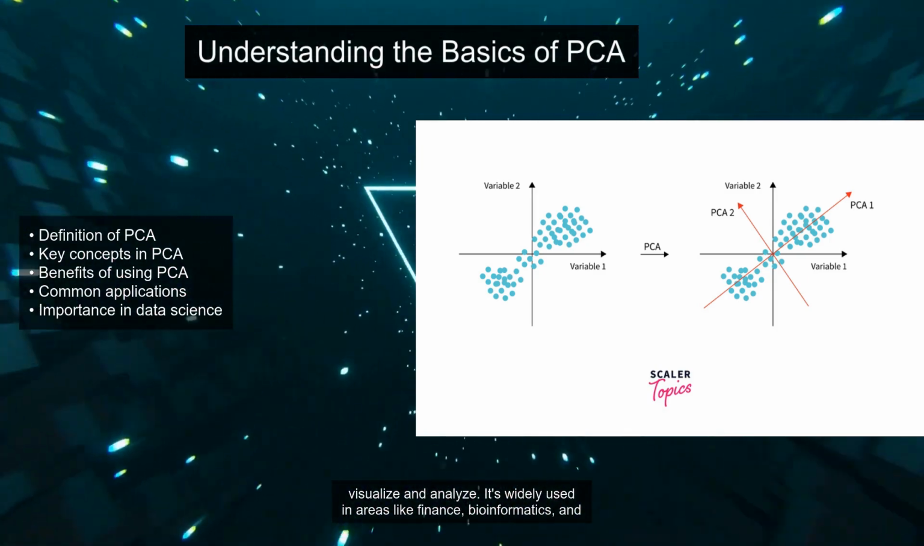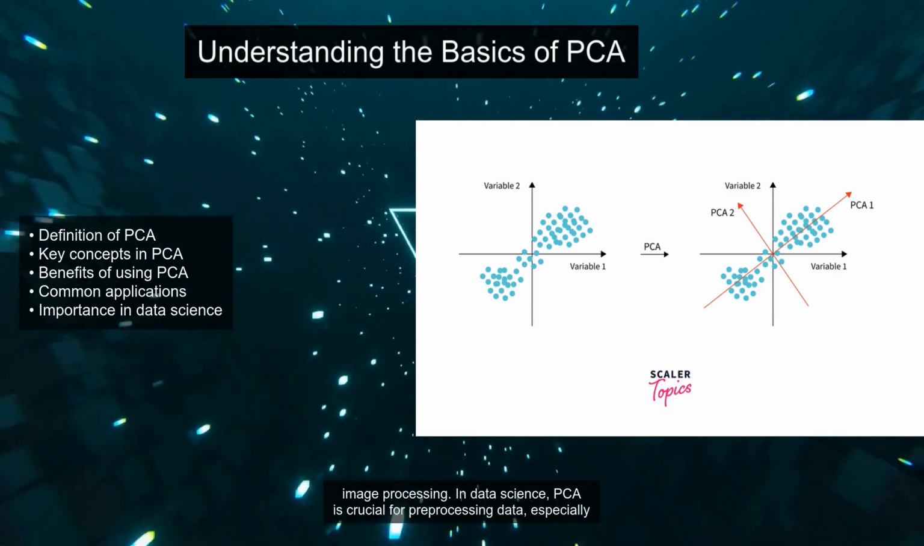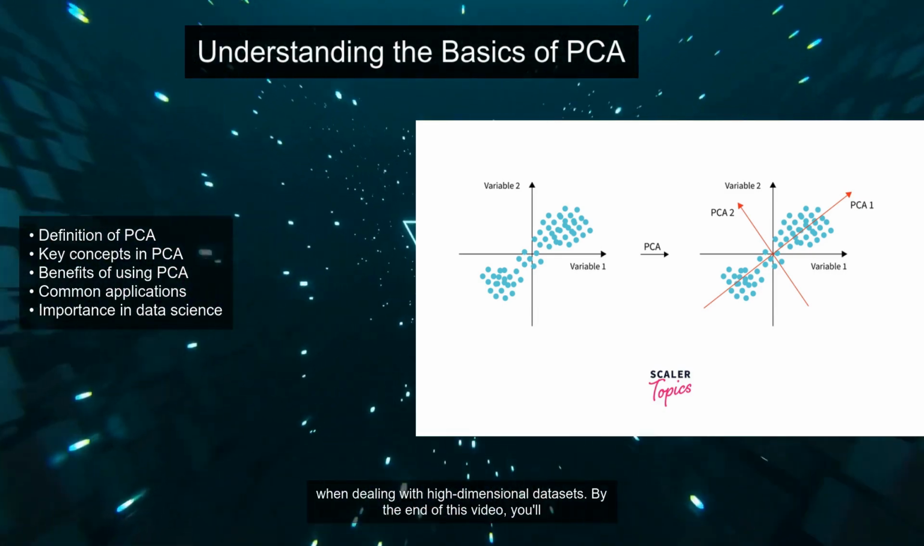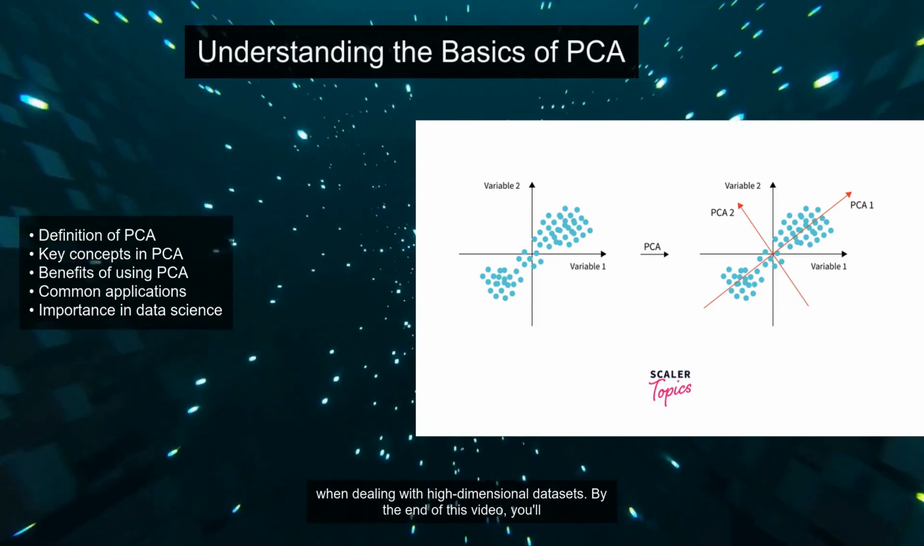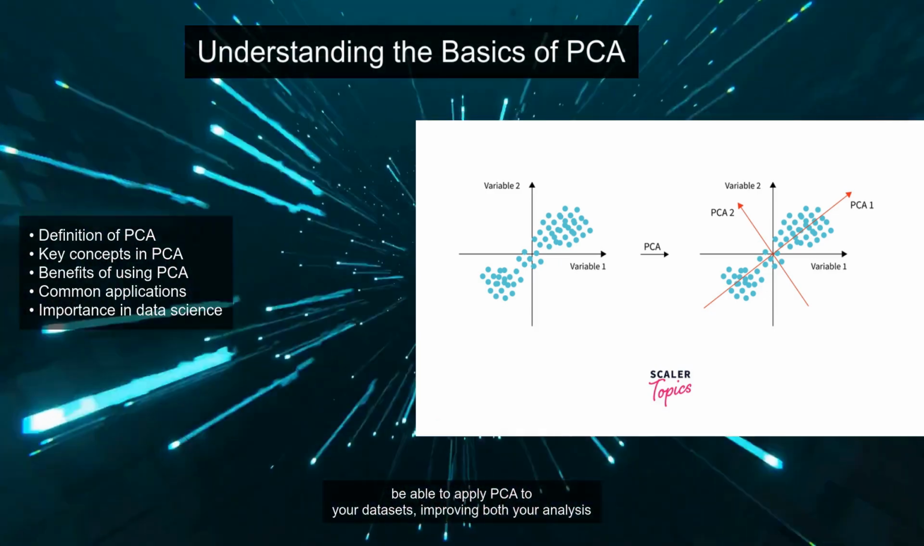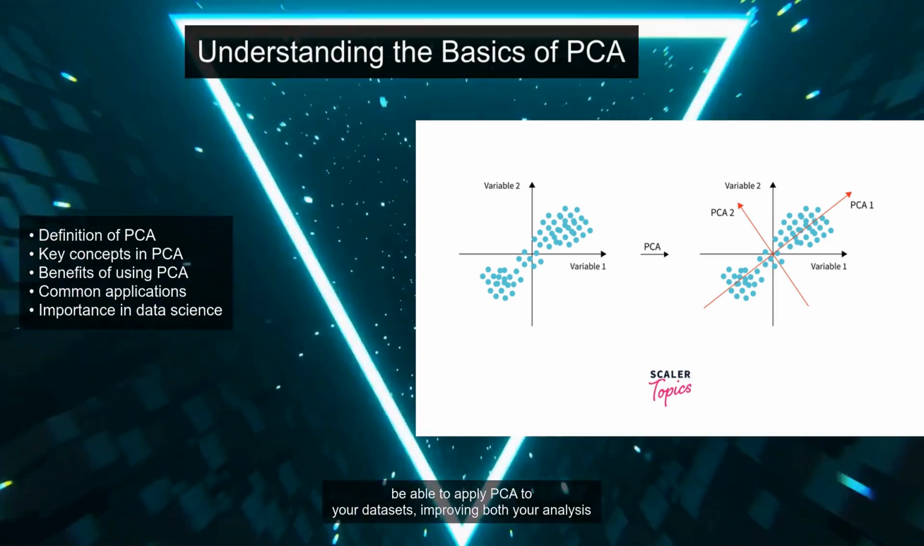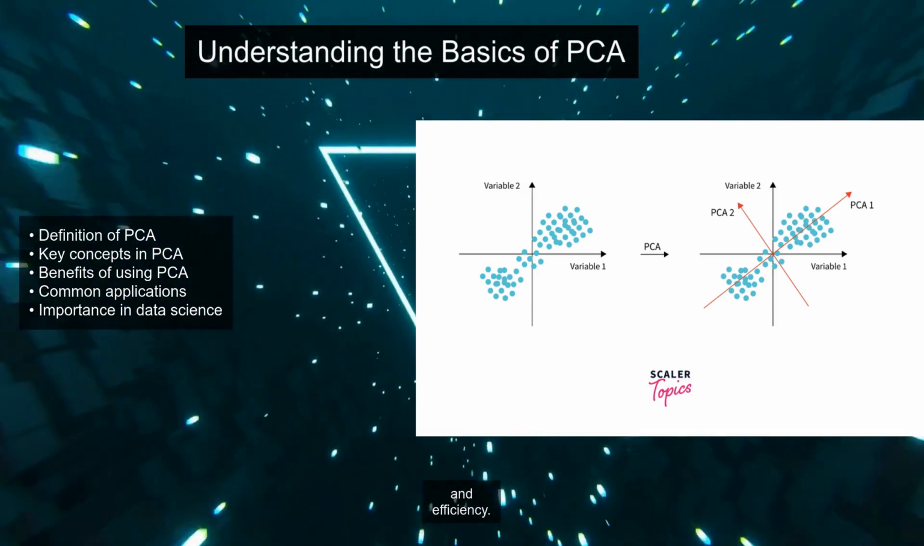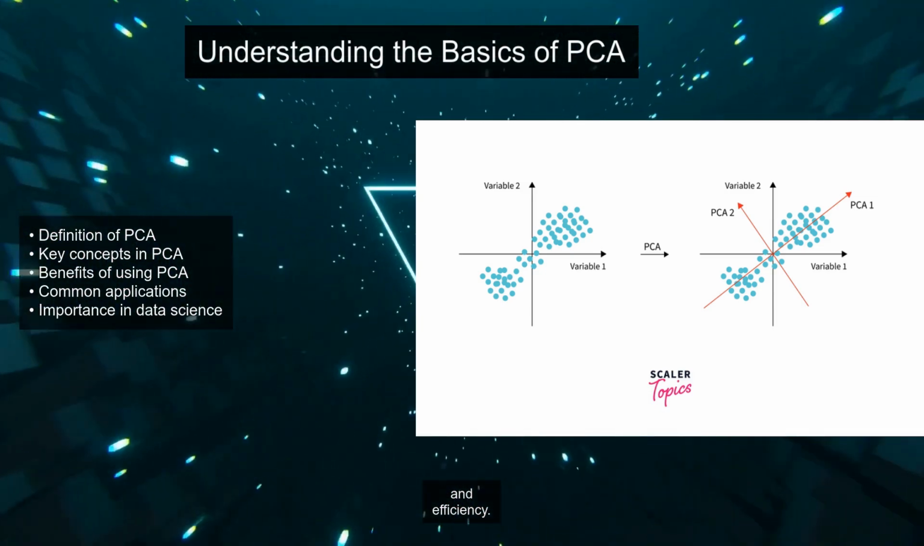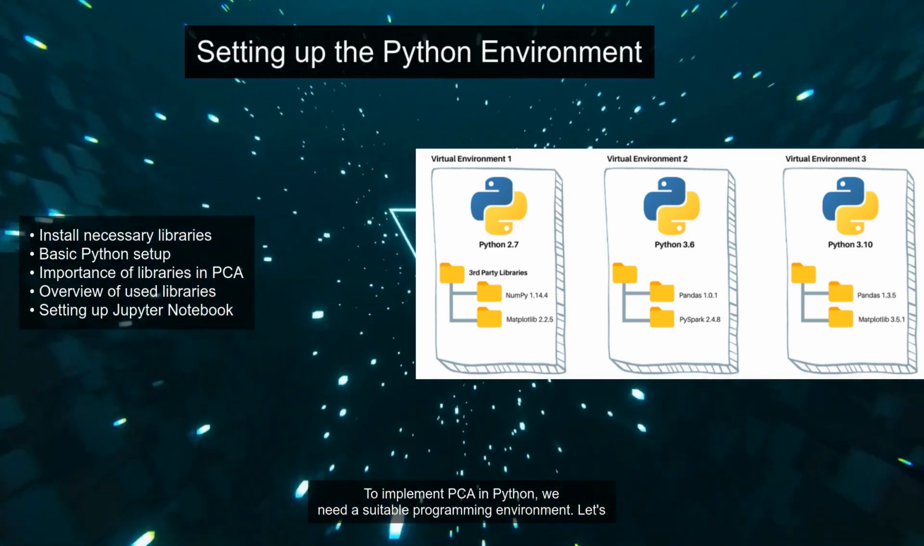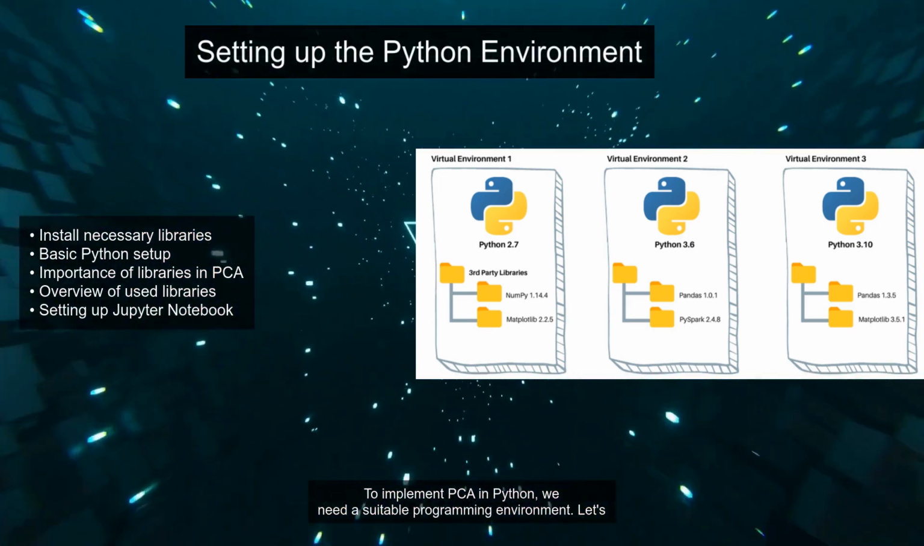It's widely used in areas like finance, bioinformatics, and image processing. In data science, PCA is crucial for pre-processing data, especially when dealing with high-dimensional datasets. By the end of this video, you'll be able to apply PCA to your datasets, improving both your analysis and efficiency. To implement PCA in Python, we need a suitable programming environment.